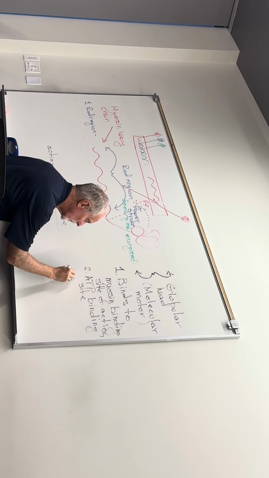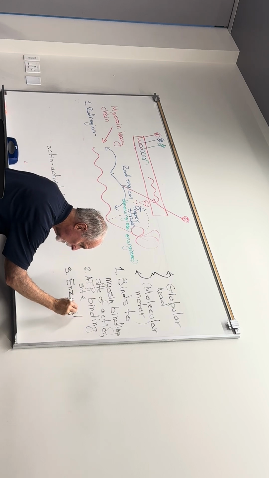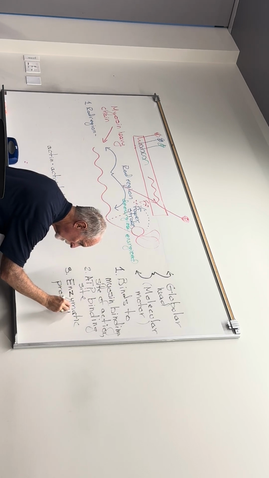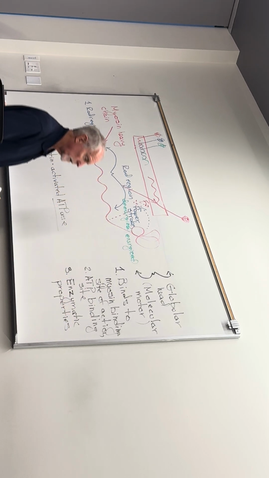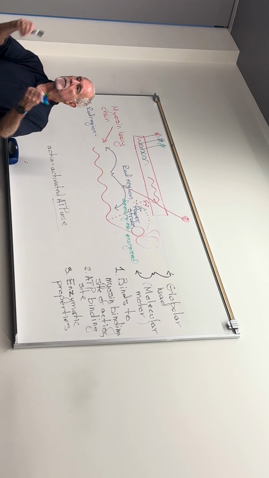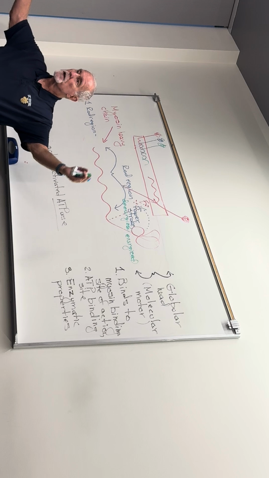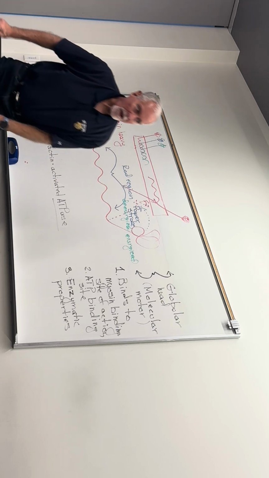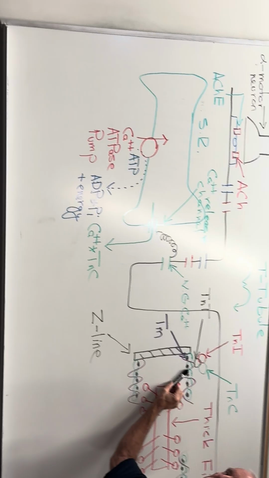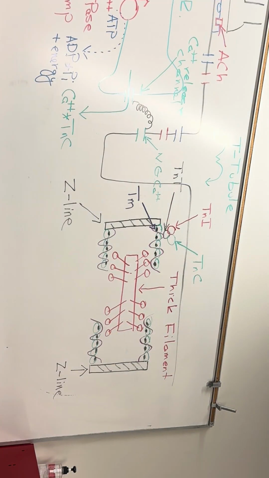I'm just going to put enzymatic properties. And you're going to understand that what I mean by enzymatic properties is that's where the ATPase activity of this myosin molecule resides. It resides there in the globular head, which is exactly where it should, right? If it's the globular head that's binding to actin, then it makes sense that that should be the region, the place where we're actually hydrolyzing the ATP.